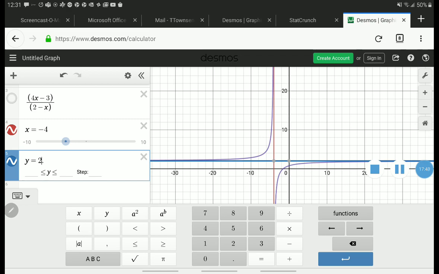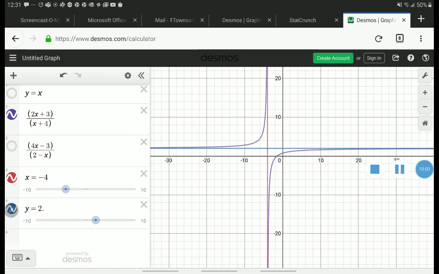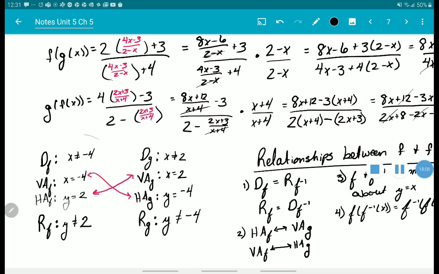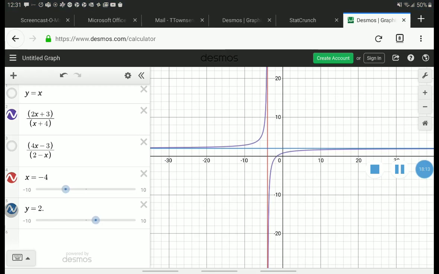So there's that horizontal asymptote. So you can see those asymptotes. You can also see that the domain is everything but -4, and that the range is everything but 2, because that graph's just not crossing that horizontal asymptote there. So we can see all that domain and range information that we came up with over here for that f of x function. Now let's analyze that g of x function in Desmos also, so you can see that.